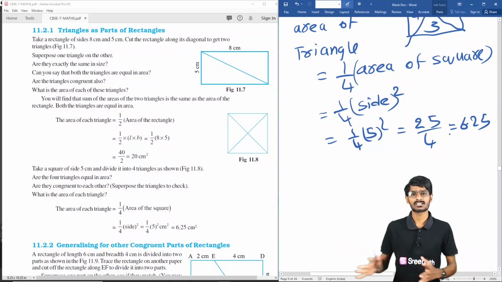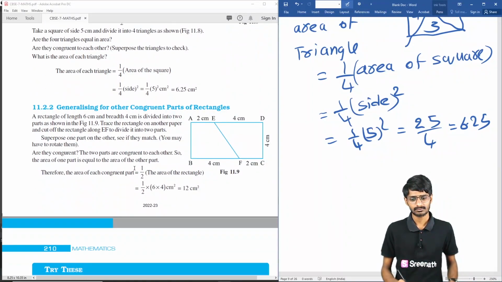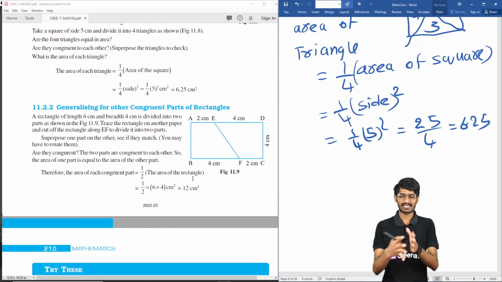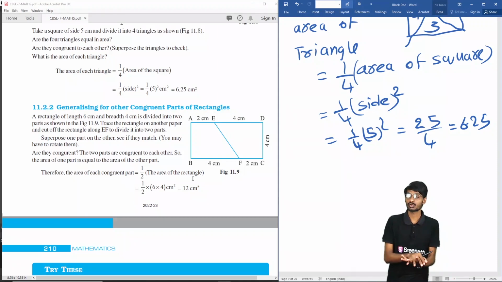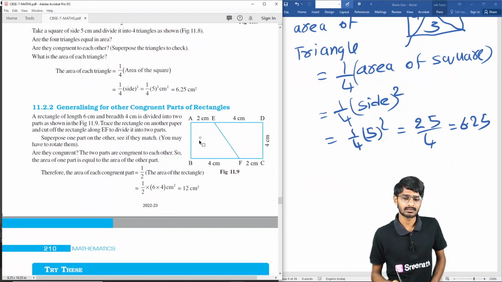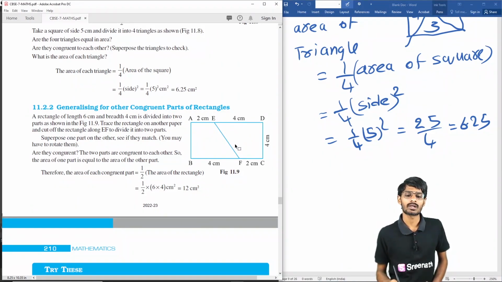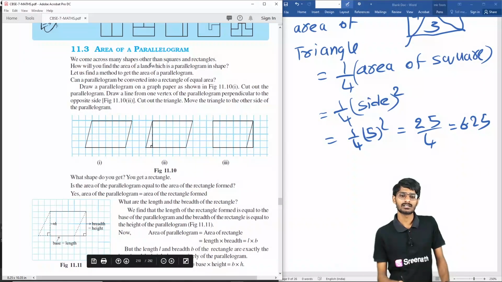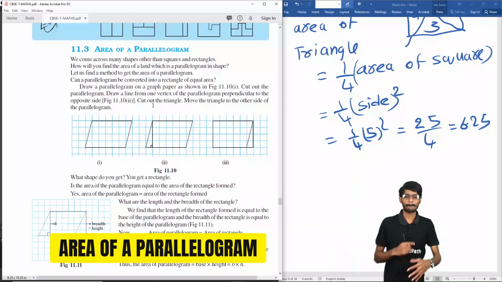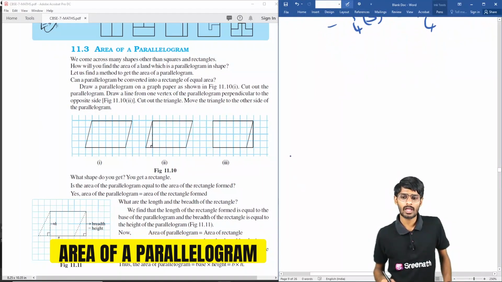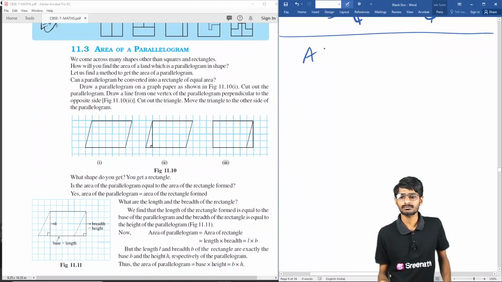So we will find out the generalized formula for triangles. We are cutting this rectangle along this part. If you bisect it, rotate one part and place it over the other, both are congruent, with the same size and shape. The area of each part is 1 by 2 of the whole rectangle, 1 by 2 of length into breadth. That's it. After that, we come to finding the area of parallelograms. What do you know about parallelograms? Area of parallelograms.